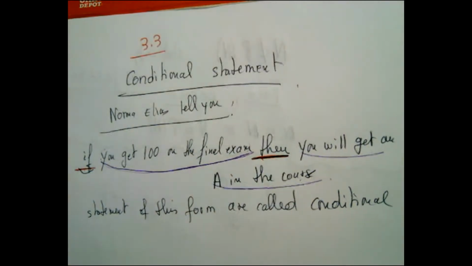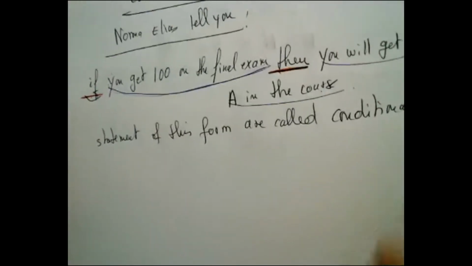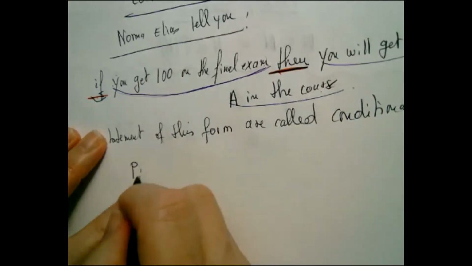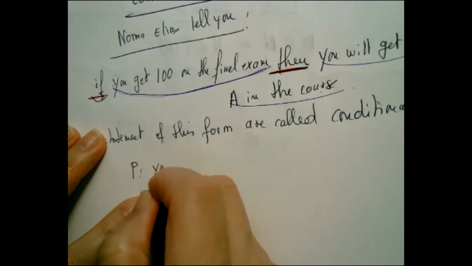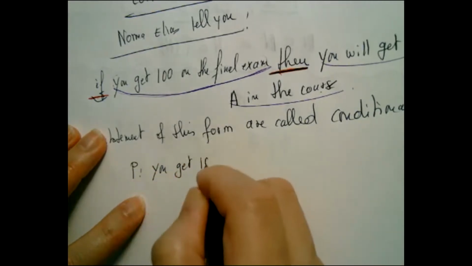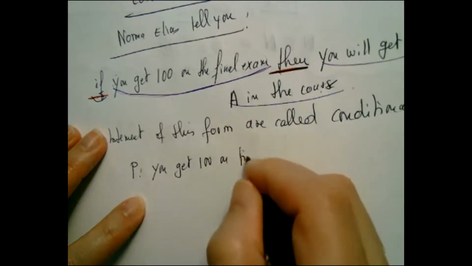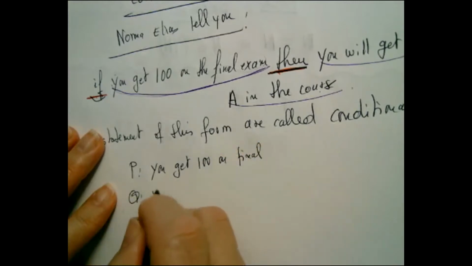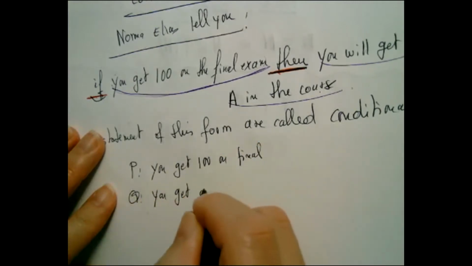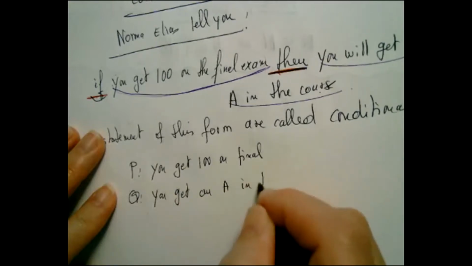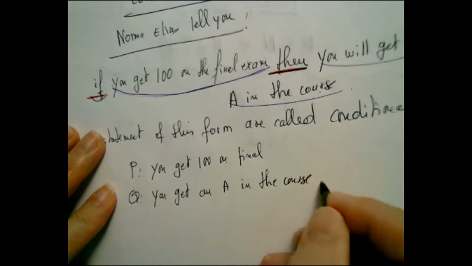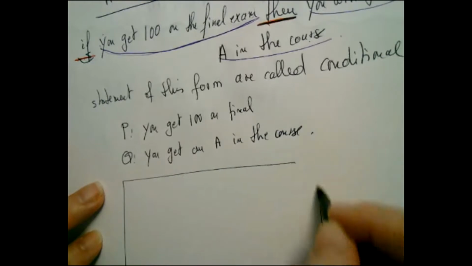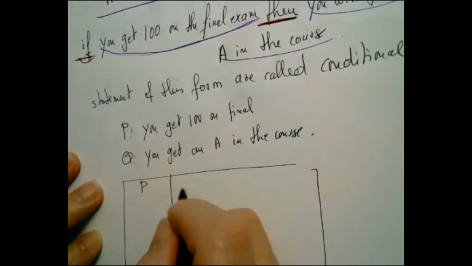All right, now I'm going to ask you the following questions. I'm going to introduce propositional statements. Let P be the statement you get 100. You, it means every one of you, get 100 on the final. And Q is the statement you get an A in the course. And I'm going to make a small table and ask you several questions.